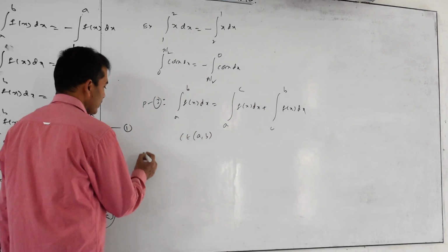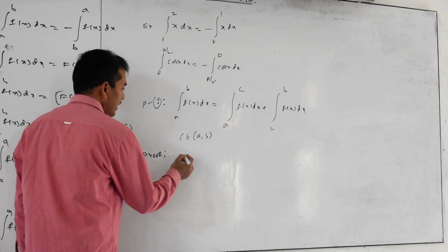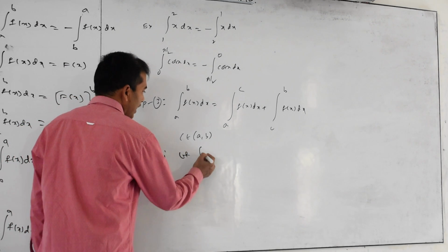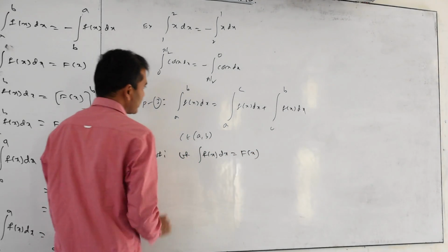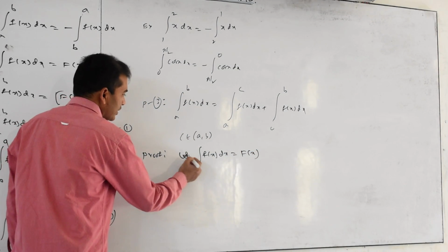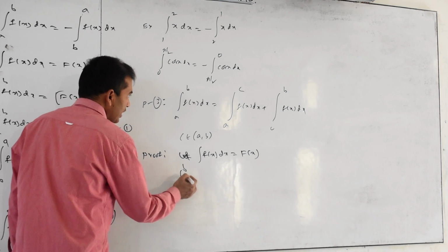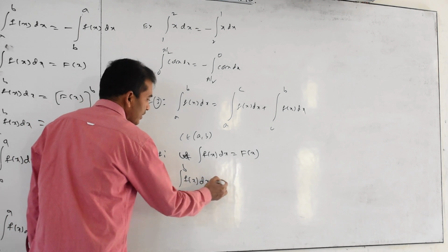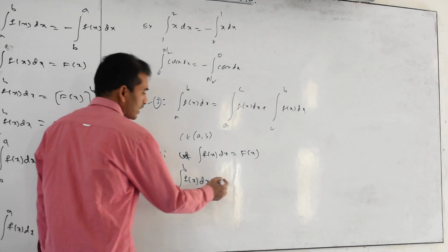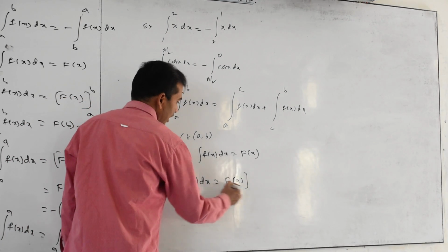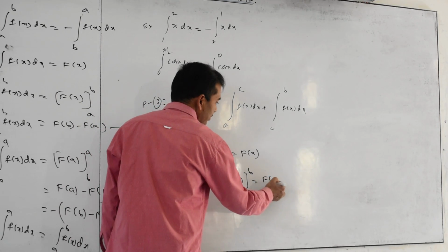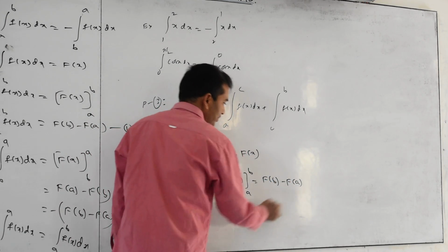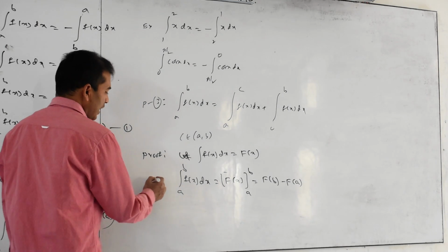Proof. Let integration of f of x dx equal capital F of x. Let integration of a to b f of x dx, tell me, what is the integration of f of x? Capital F of x. Apply the limits a, b: F of b minus F of a. Next, this is LHS.